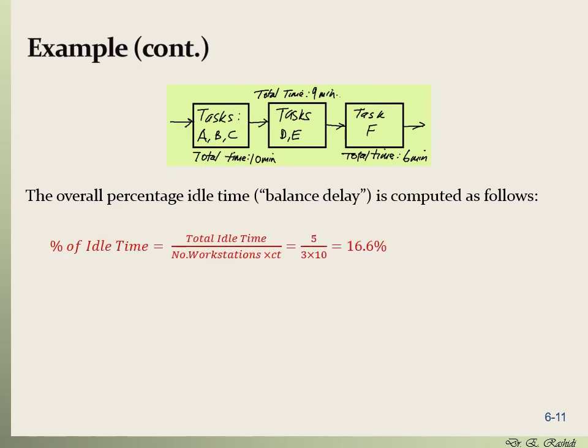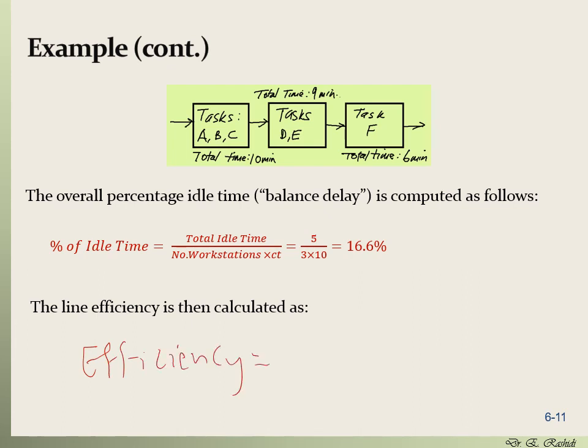To compute the efficiency, unlike the idle time, which is the smaller the better, efficiency must be maximized. So efficiency is just 100% minus the percentage of idle time, which is 16.6%, which is 83.3%. So the percentage of idle time is 16.6%, and the efficiency is 83.3%.